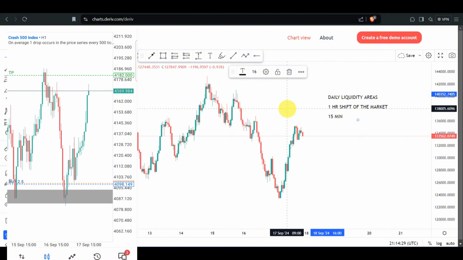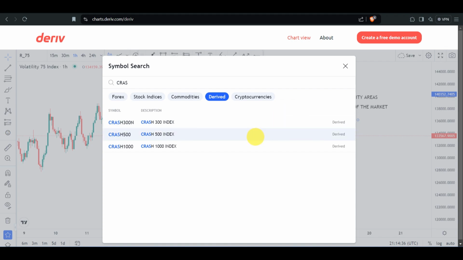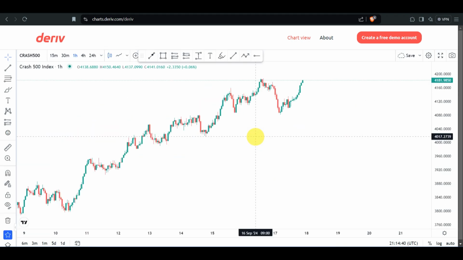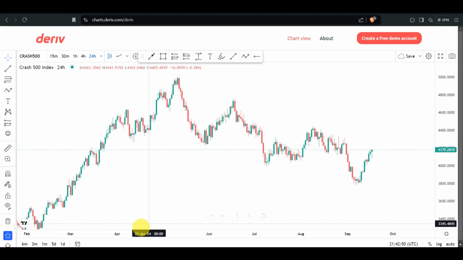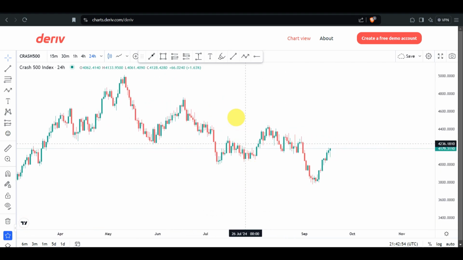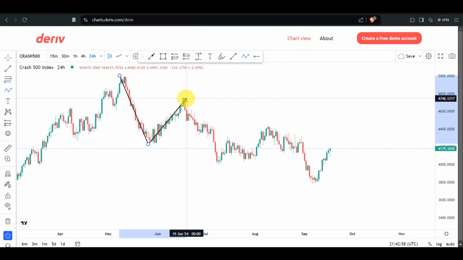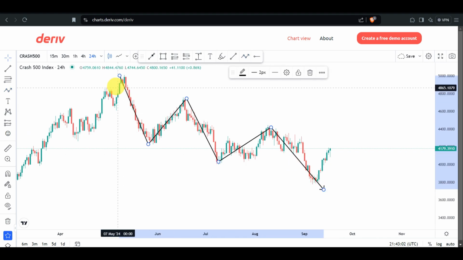So let us go to Crash. This is the trade that we did take today, Crash 500. Now let us start on the daily time frame. On the daily time frame, it can be seen that this price was moving in a downtrend. You can see it was providing us with a series of lower lows and lower highs, making this trend be termed as a downtrend movement.